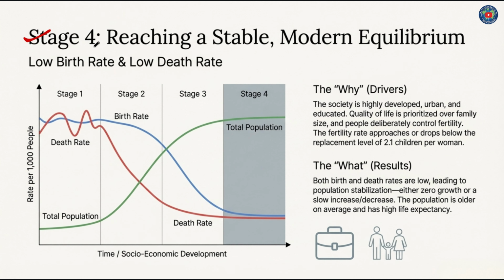Now another stage, stage 4, reaching a stable modern equilibrium: low birth rate and low death rate.